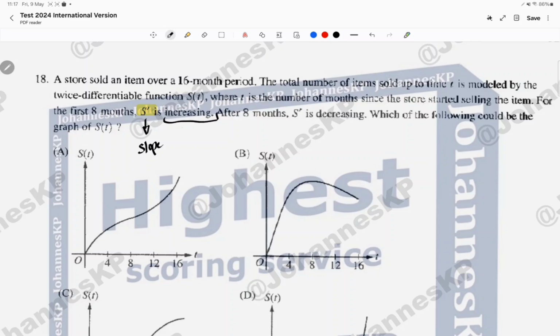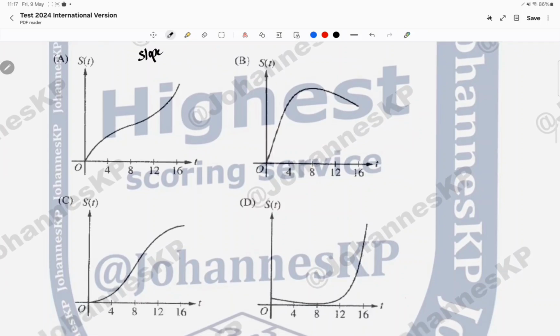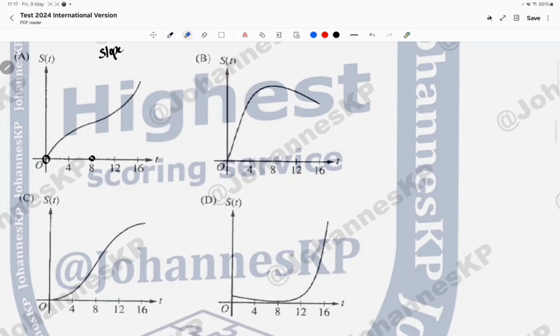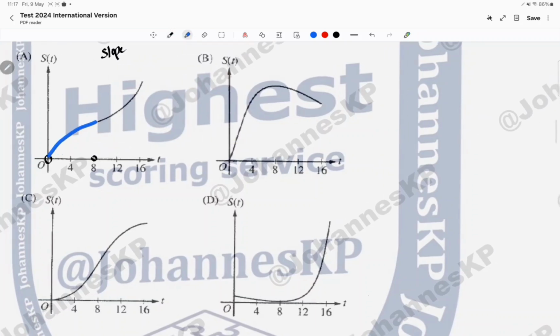The slope is increasing, so it's becoming more steep. So look for more steepness from 0 to 8. Is this becoming more steep? Imagine you're climbing a mountain. It's actually becoming less steep. It's easier to climb over time, basically, because it's becoming less steep.